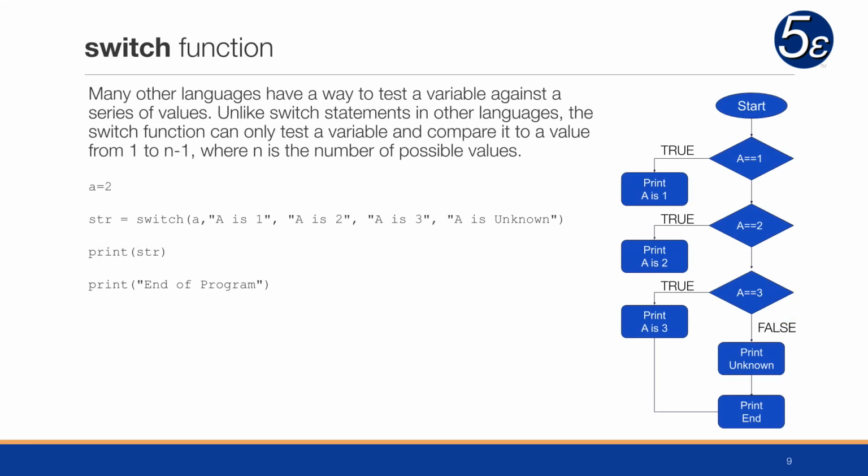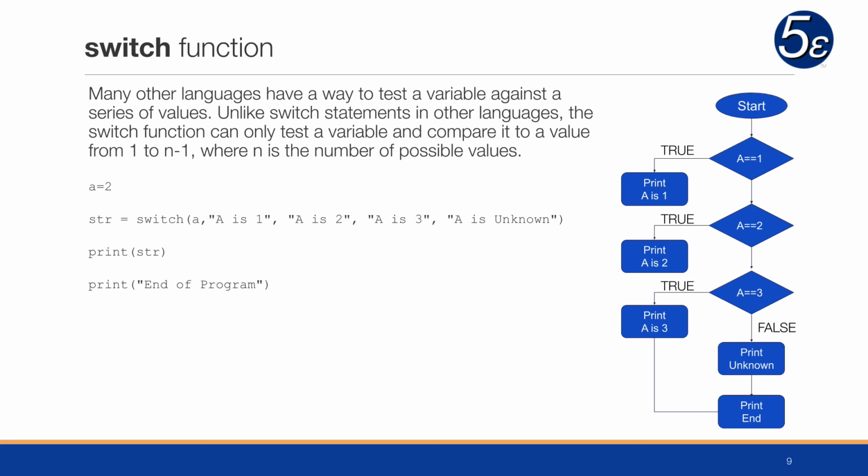Now, some programming languages have a switch function, and it's very handy in some of those languages like Java and C. Many other languages have ways of testing a series of values against the variable. These are known as switch statements. But unlike switch statements in other languages, the switch function in R can only be used to test a variable and compare it to a value from 1 to n minus 1, where n is the total number of possible values.